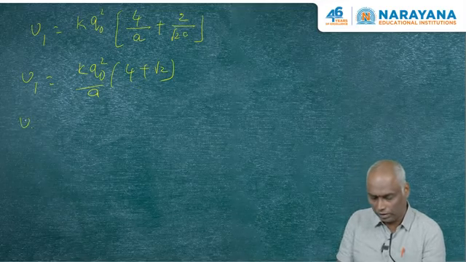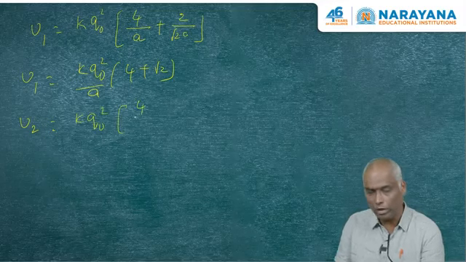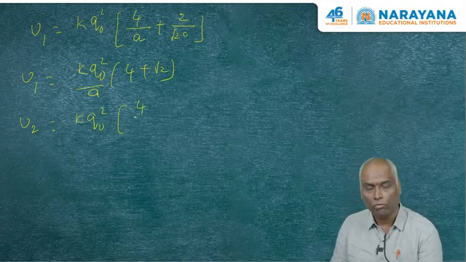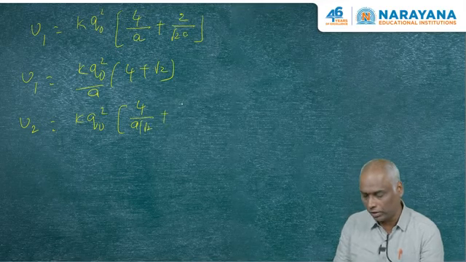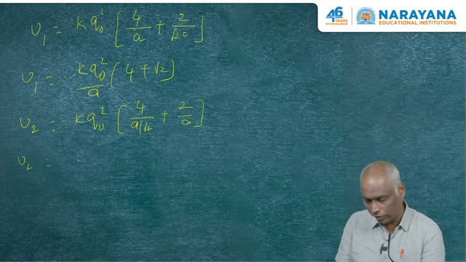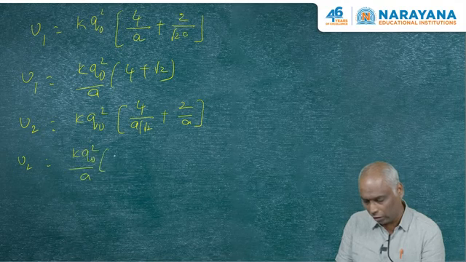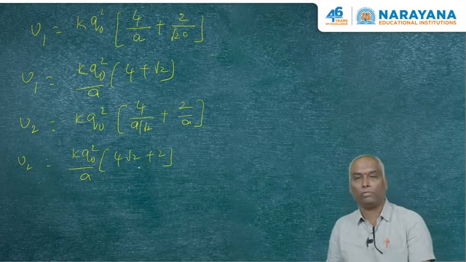Similarly, the interaction energy associated with the second configuration is going to be k q naught square into 4. There are four pairs of charges with a separation of a by root 2, so divided by a by root 2. Next, there are two pairs of charges which are separated by a distance of a. So from this equation we are going to get u2 is equal to k q naught square divided by a, taken common, 4 root 2 plus 2. This is going to be the interaction energy for the second configuration.